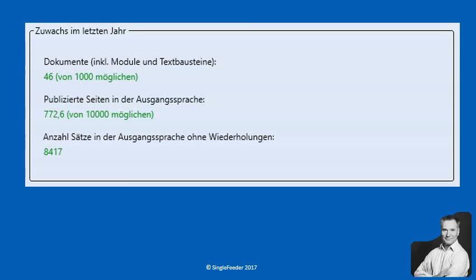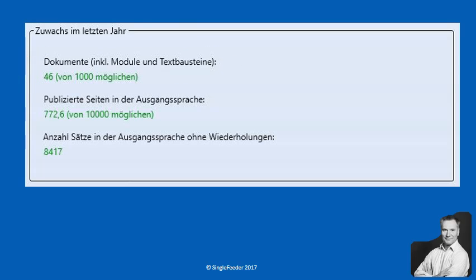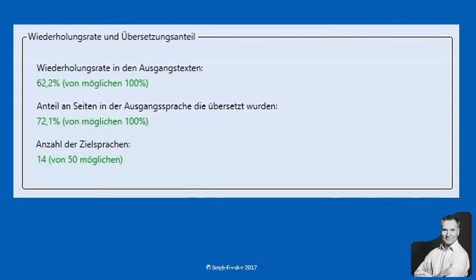In the next section of the window you see what you did last year. The screen looks back to the last 365 days. It shows again the number of documents, pages and sentences that have been added to the database during the last year. In this case it was 46 documents. This database is designed for a yearly growth of 1,000 documents. This is why it indicates 1,000 possible documents. Here you get an immediate impression of the performance of your documentation. These 46 documents had a total of 772.6 pages with a total of 8,417 new sentences.